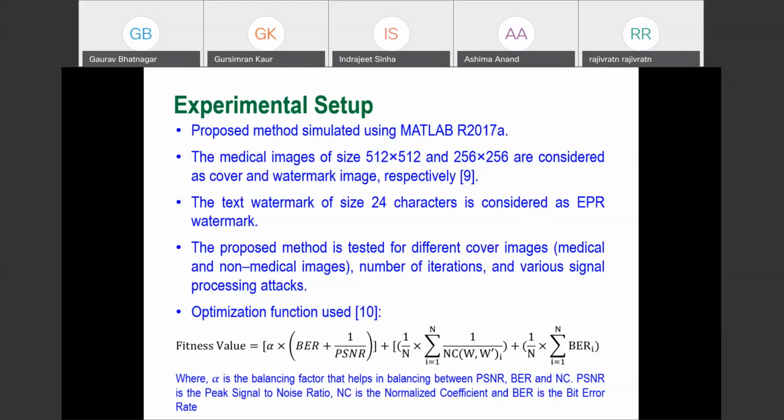To authenticate the system, we have tested it. We have tested the proposed method on different medical and non-medical images. We have also tested for different numbers of iterations of the optimization used, and we have tested the robustness against various signal processing attacks.